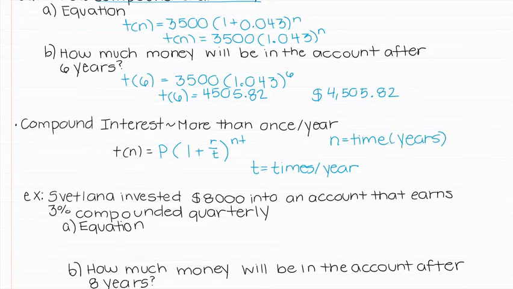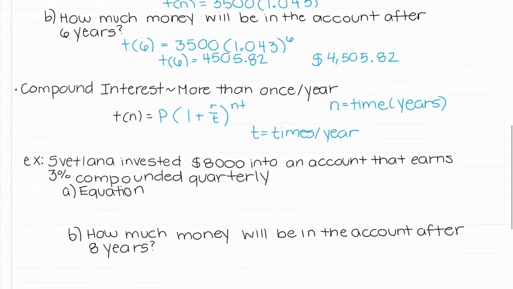Okay, so we have Svetlana invested $8,000 into an account that earns 3% interest, compounded quarterly. So quarterly is the key word. We are going to go ahead and write an equation for this. We know it's T of N equals. We know that our principal amount is $8,000 because that was the initial amount invested. I know it always is 1 plus.